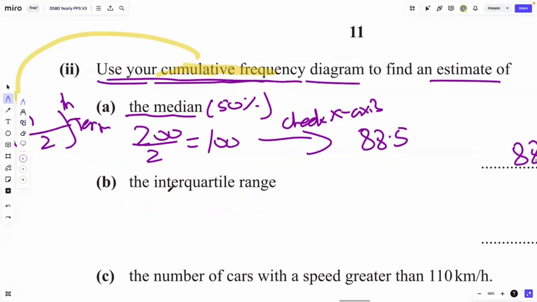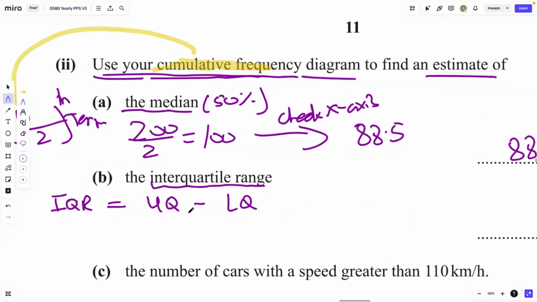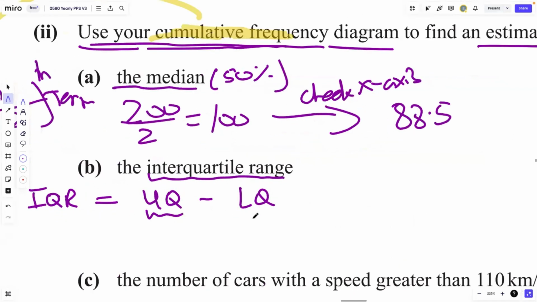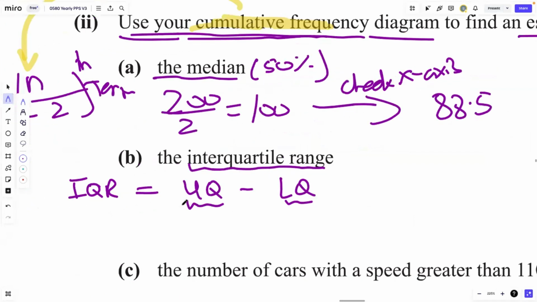Similarly, for interquartile range, we know that for simple range, the formula is max value minus minimum value. But for interquartile range, the formula is upper quartile minus lower quartile. That's your formula for IQR. You need to find each of them out. Now, upper quartile is how much of your data?